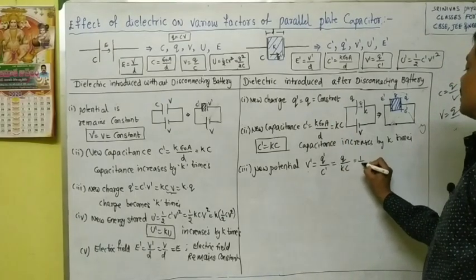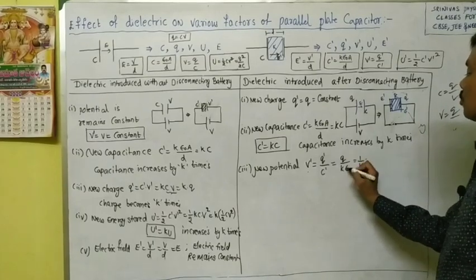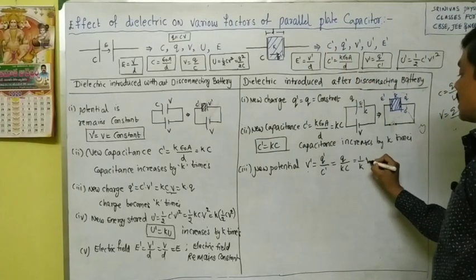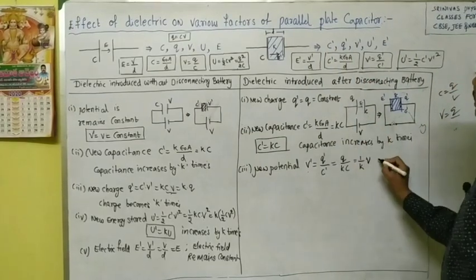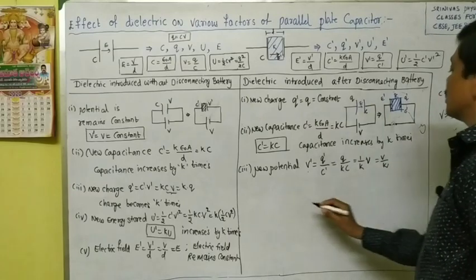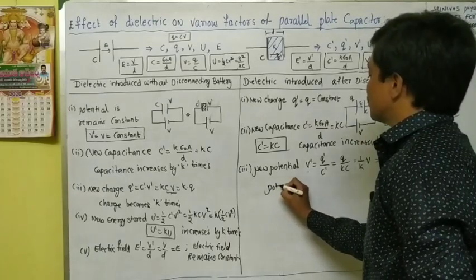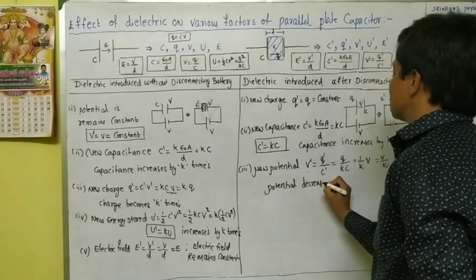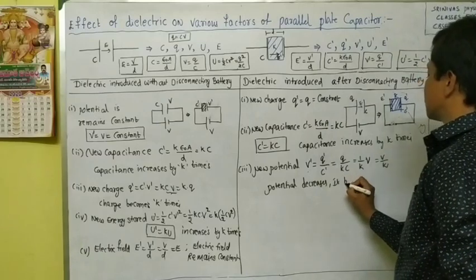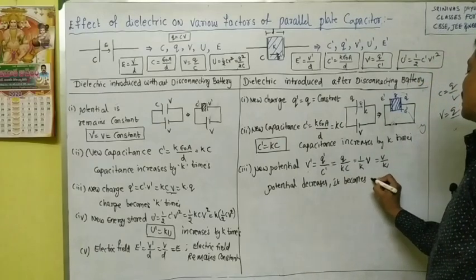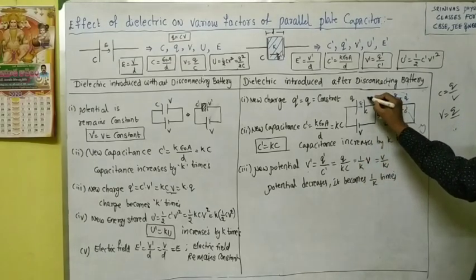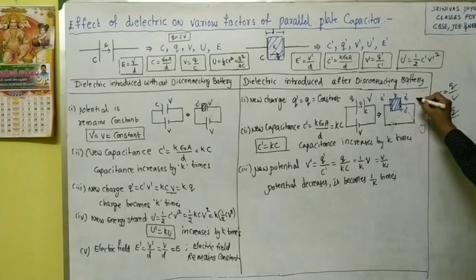Now 1 by K into the remaining, which is Q by C. Q by C is the old potential before introducing the dielectric slab. The potential is V, right? That means what happens? Potential decreases. It becomes, tell me how many times? 1 by K times, right? Before introducing, the potential is V; after introducing, the potential is V dash, and V dash becomes V by K. Potential decreases.